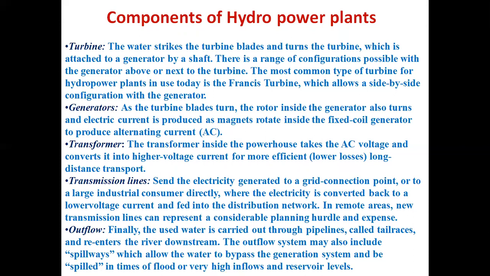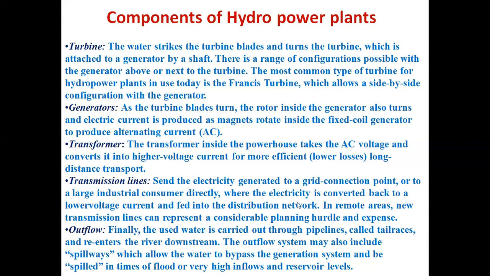Then comes the generator. As the turbine blades turn, the rotor inside the generator also turns and electric current is produced. As magnets rotate inside the fixed coil, generators produce alternating current. Then a transformer is needed for stepping up or down the voltage of the electrical power generated from this hydropower plant. Once electricity is generated, it has to be transmitted to the point of use. For this, transmission lines are used.